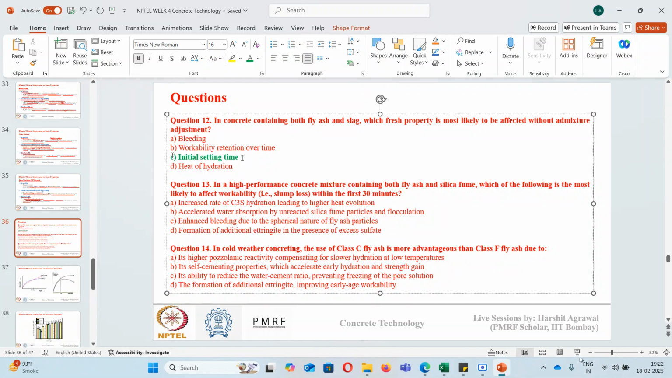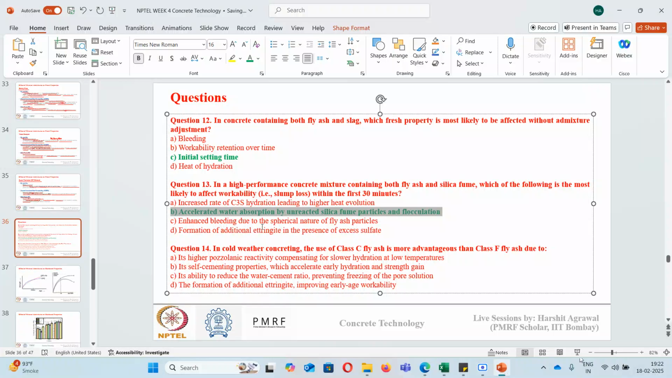So if I want to select one answer, it will be initial setting time. Question number 13. In a high performance concrete mixture containing both fly ash and silica fume, which of the following is the most likely to affect workability within the first 30 minutes? So the answer will be B for this question.